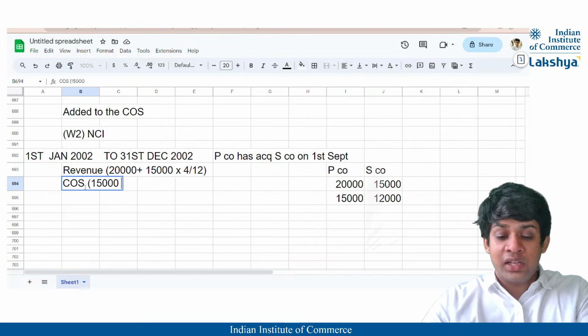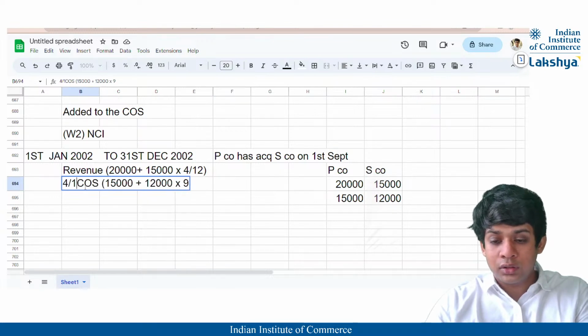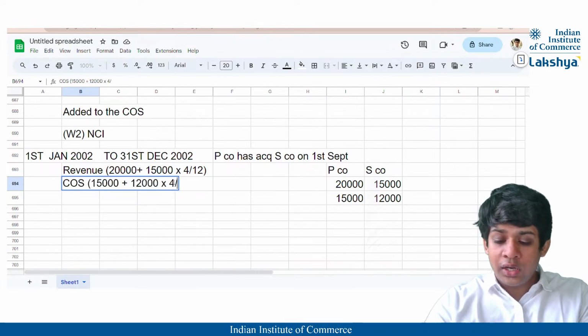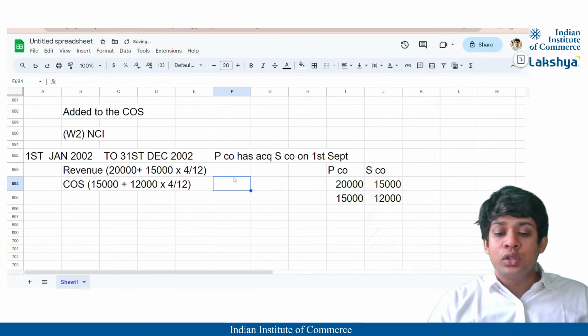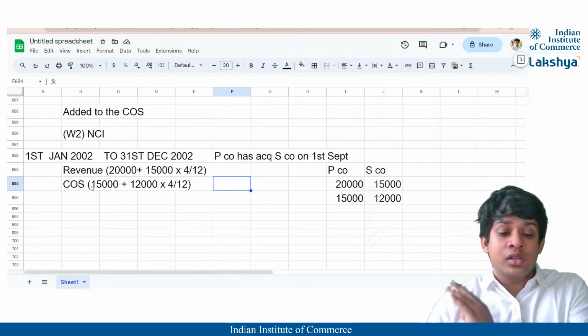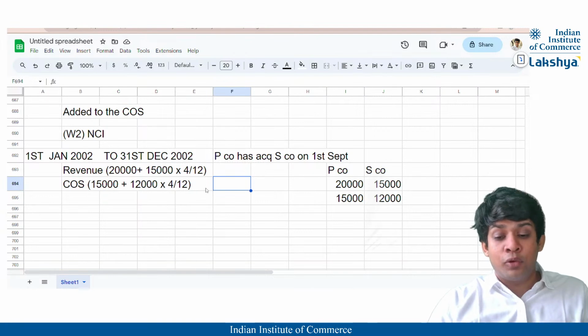It will be nothing but 15,000 plus 12,000 into, sorry, 4 divided by 12. Okay. Into 4 divided by 12. Correct. So thus the consolidated revenue, cost of sales, everything, administration expenses, your distribution costs, your finance costs, whatever is there, everything will be time apportioned.